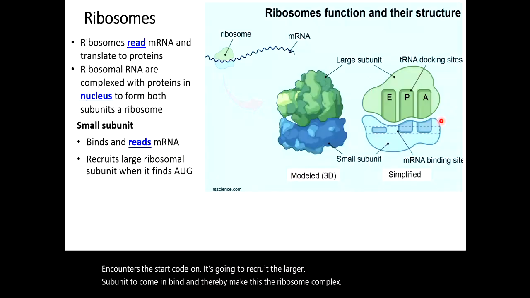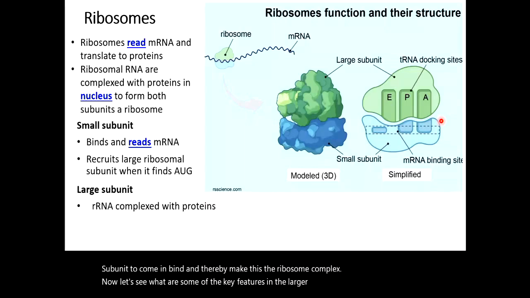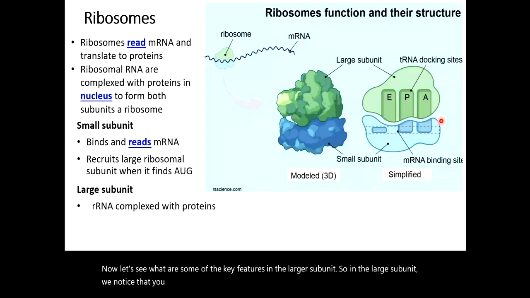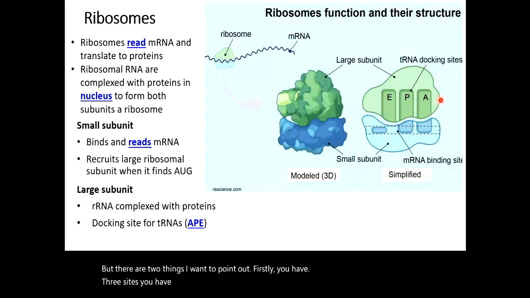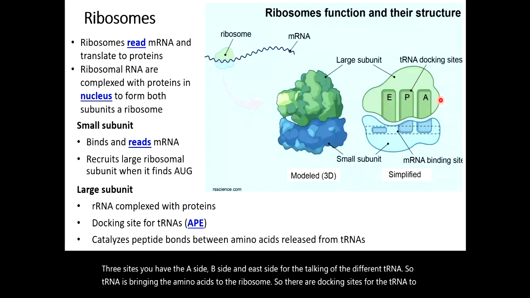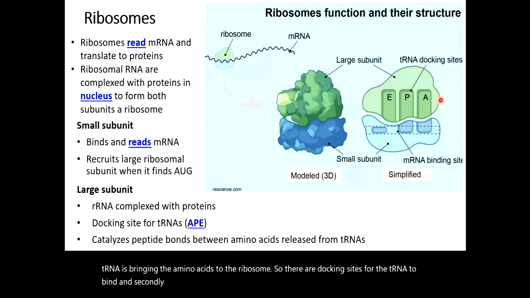Now let's see what are some of the key features in the larger subunit. In the large subunit, we notice that you have ribosomal RNA associated with proteins, but there are two things I want to point out. Firstly, you have three sites: the A site, P site, and E site for the docking of the different tRNA. So tRNA is bringing the amino acids to the ribosome, so there are docking sites for the tRNA to bind. And secondly, this larger subunit will help to form those peptide bonds between the amino acids.